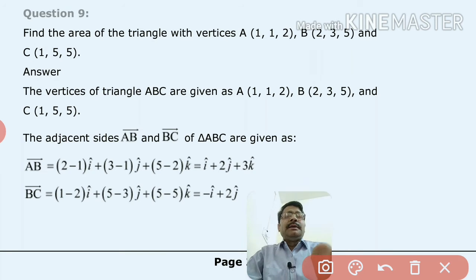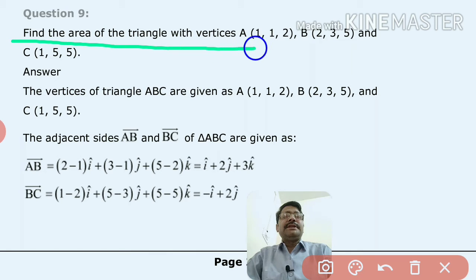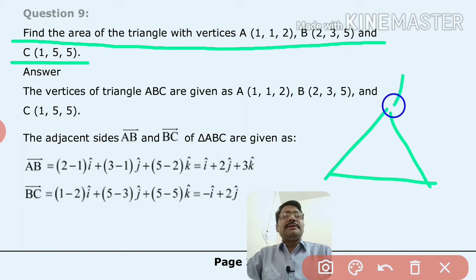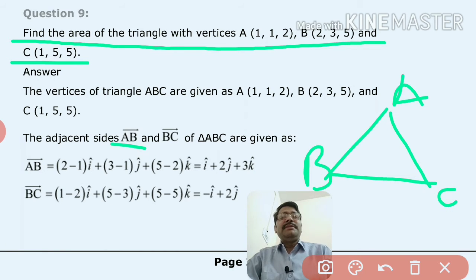Now question number 9 you have to do. Find the area of triangle with vertices A equal to (1, 1, 2), B equal to (2, 3, 5) and C equal to (1, 5, 5). Now this is triangle ABC. Here the vertices A, B, C are given to you. You have to find vector AB and vector BC.